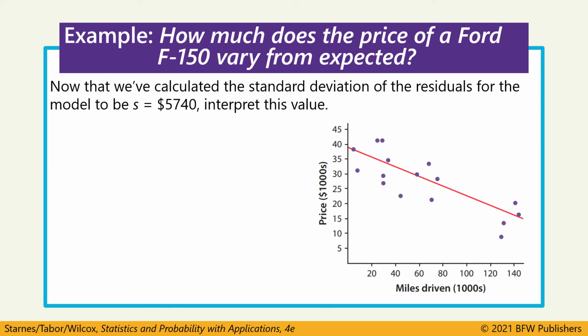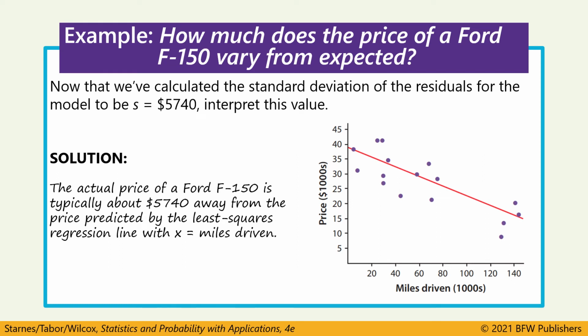And if we're asked to interpret this, we say something along the lines of the actual price of a Ford F-150 is typically about $5,740 away from the price predicted by the line of best fit. So in other words, these points on average are about $5,740 away from that line.